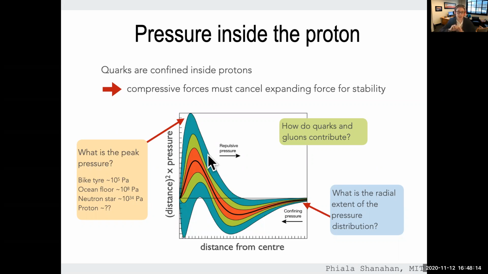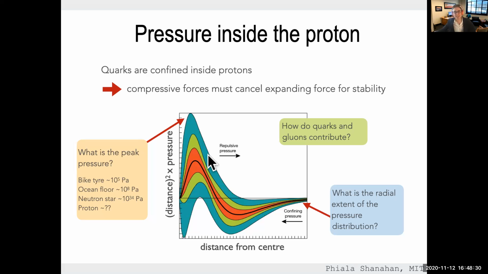What's the radial extent of the pressure distribution? What's the peak? Is it more like a bike tire that's 10 to the 5 Pascal, or is it more like a neutron star at 10 to the 34 Pascal? What's the pressure inside the proton?